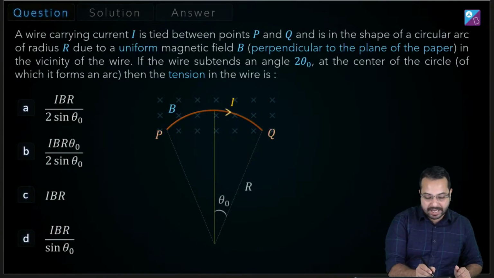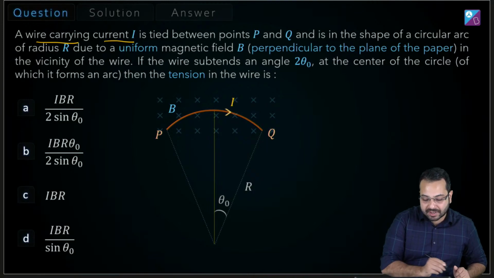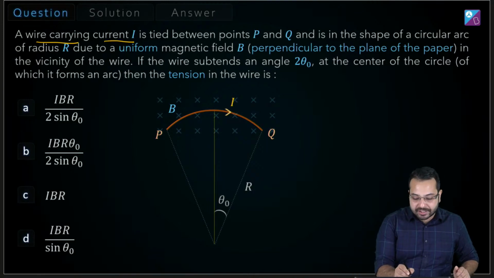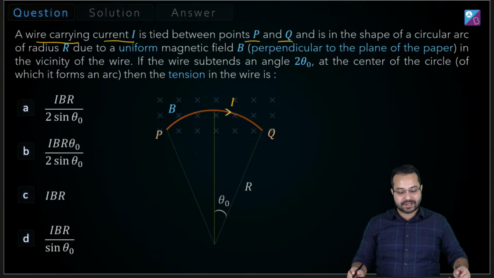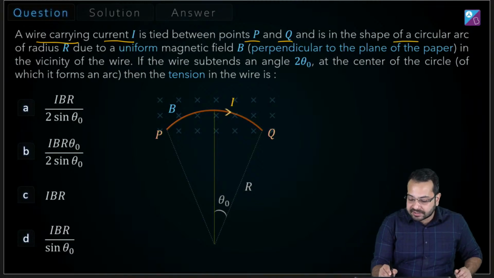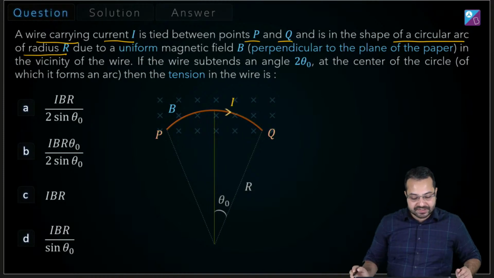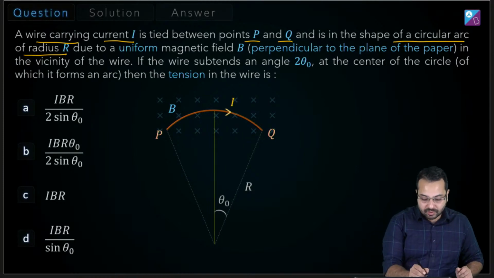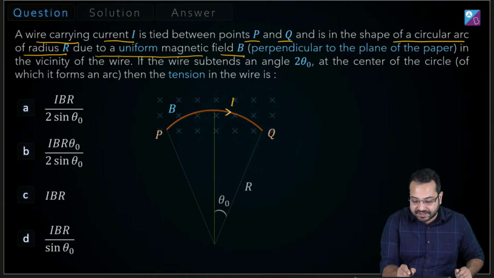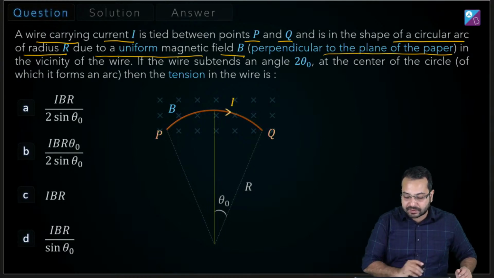So here we have a wire carrying current I. It is tied to points P and Q. It's in the form of an arc, in the shape of a circular arc of radius R, in a uniform magnetic field B perpendicular to the plane of the paper.